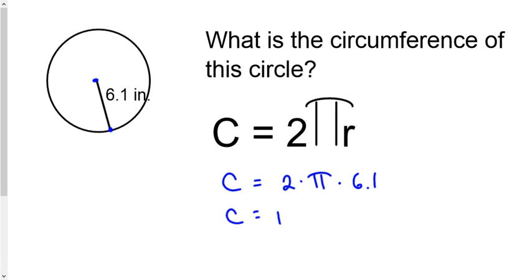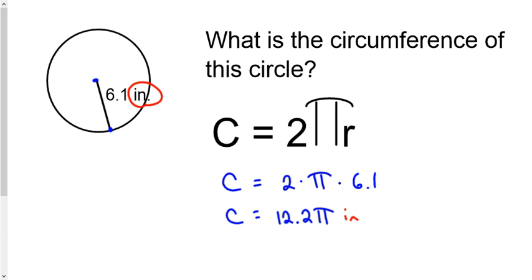So if they said, hey, give us the circumference of the circle in terms of pi, you would be done right here and you say it's 12.2 pi inches. See how it was inches right here? It'll be inches for your answer. If they say round to the nearest hundredth, go ahead and work that out.